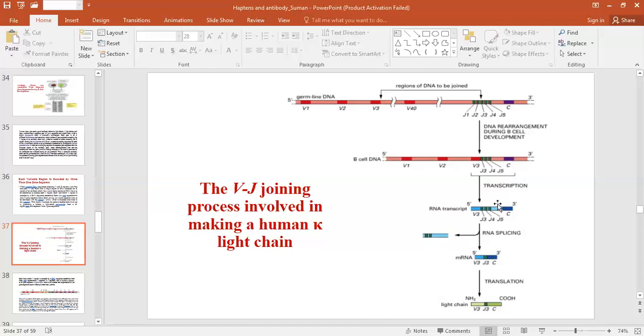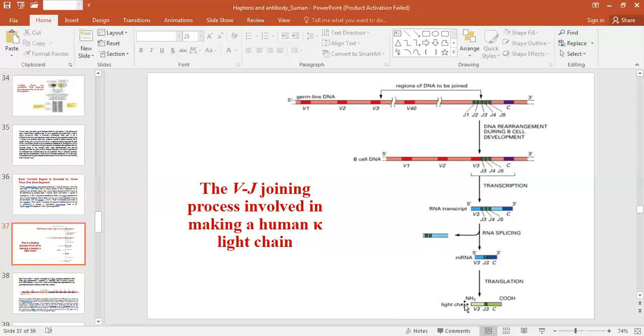So again we can notice RNA splicing removing the introns, and then this mature mRNA will directly undergo translation to produce the light chain as well as the heavy chain. So here you can see that we are focusing only on the light chain, not the heavy chain. And in the light chain, there are two different regions. One is the variable region, one is the constant region.